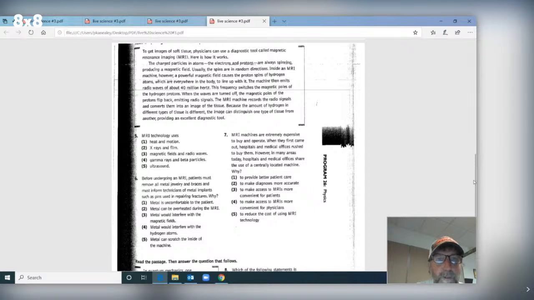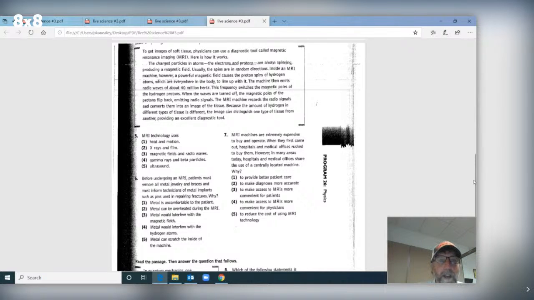The machine then emits radio waves of about 40 million hertz. This frequency switches the magnetic poles of hydrogen protons. When the waves are turned off, the magnetic poles of protons flip back, emitting radio signals. The MRI machine records the radio signals and converts them into an image of tissue. Because the amount of hydrogen in different types of tissue is different, the images can distinguish one type of tissue from another, providing an excellent diagnostic tool. Okay.